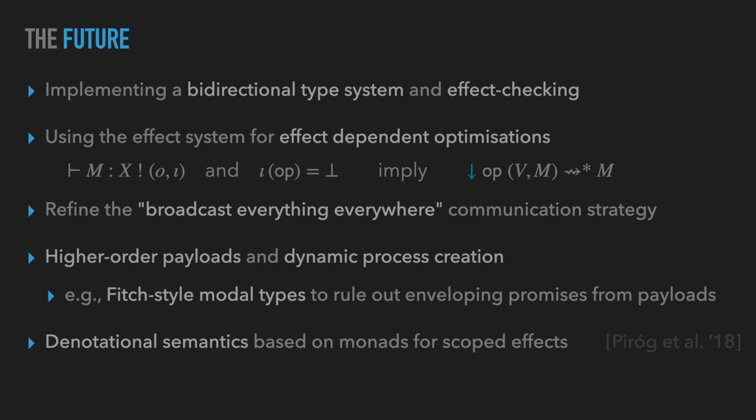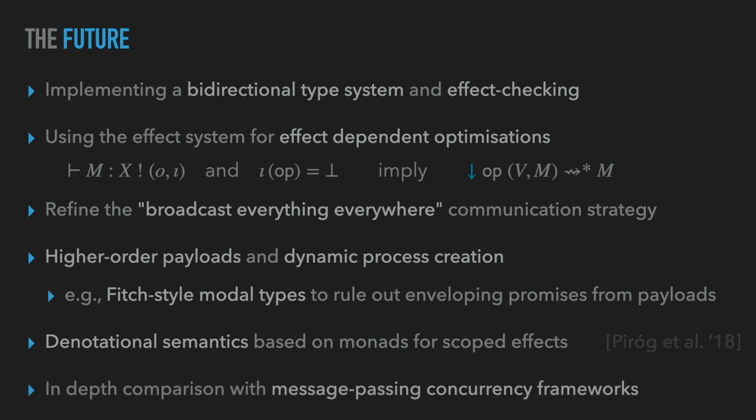And we're also looking into the denotational semantics of our calculus based on monads for scoped effects. And the idea here is that if you squint enough, it becomes obvious that our interrupt handlers are just an instance of general scoped algebraic effects. And finally, it would be interesting to do a more in-depth comparison with the message passing concurrency frameworks, because as many of you have probably already spotted, our calculus has many joint features with calculi such as the pi calculus, the join calculus, and the actor framework.